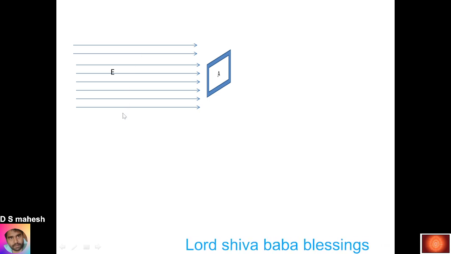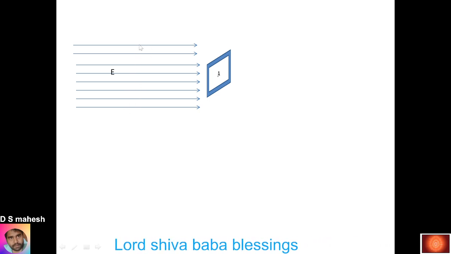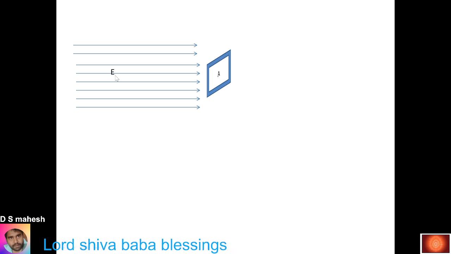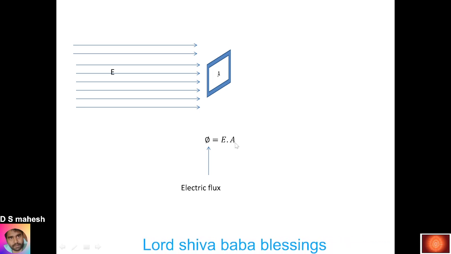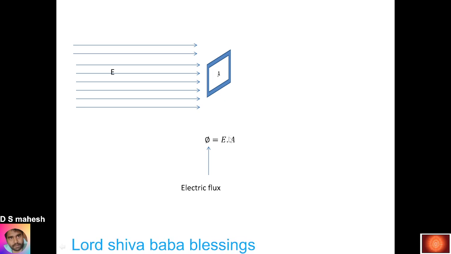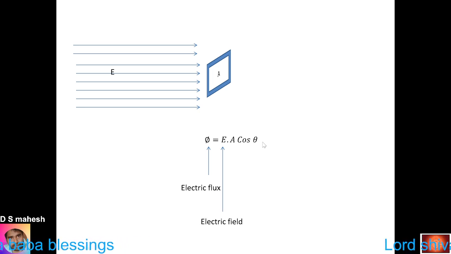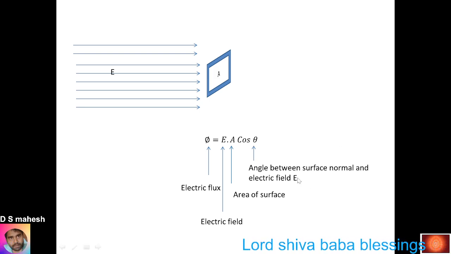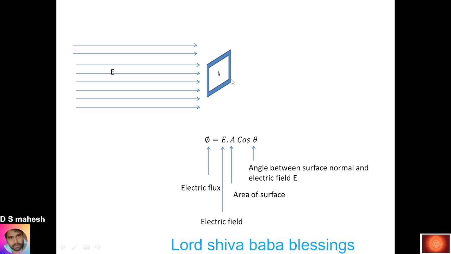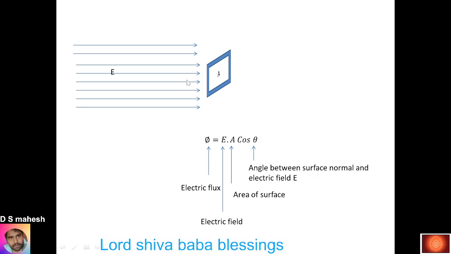So let us look over here. So there are many electric field lines. So these combine to form electric field. And there is a surface of area A. Then the flux is given by E dot product with A, where A is the area of the surface. Since it's a dot product, it can also be written as E A cos theta. So E is the electric field and A is the area of the surface, and theta is the angle formed between the normal to the surface and electric field E.